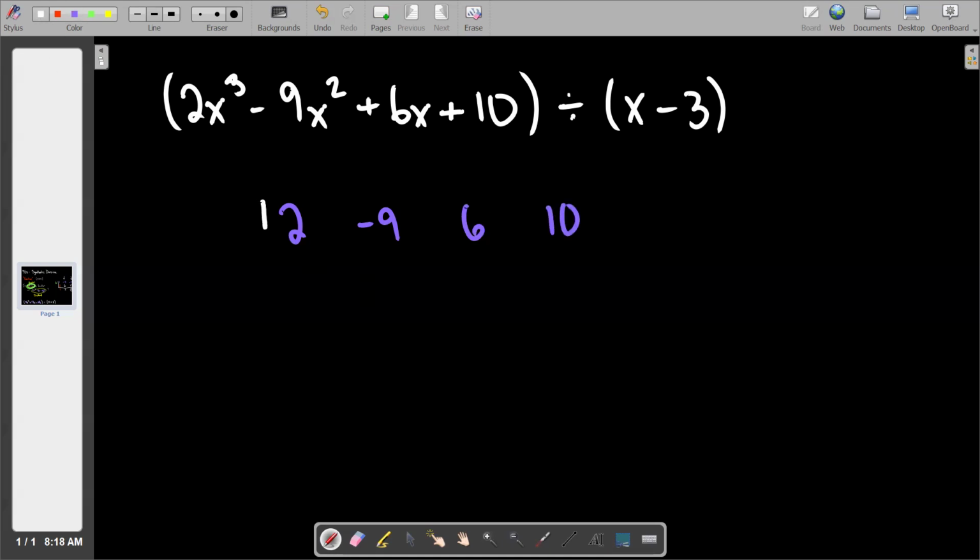Upside down division. Nice. Green number? No. Positive 3. Remember, you've got to make the divisor equal 0, so do the opposite, essentially. And we're off. You ready? Not asking that much. Just memorize a couple steps. Drop the 2, and here we go.